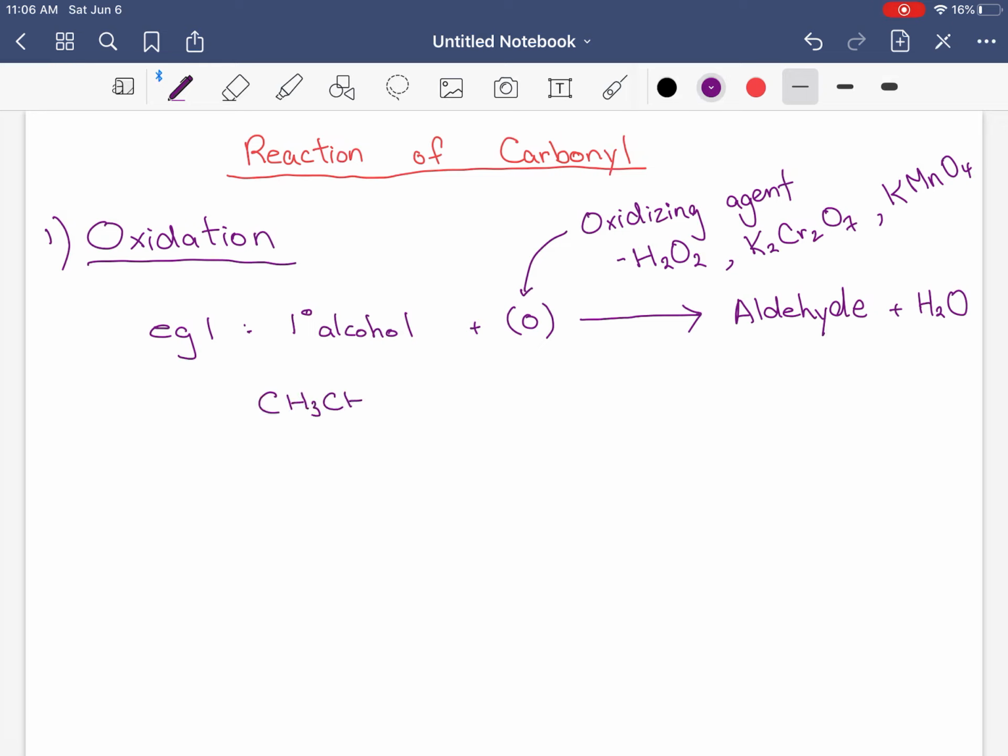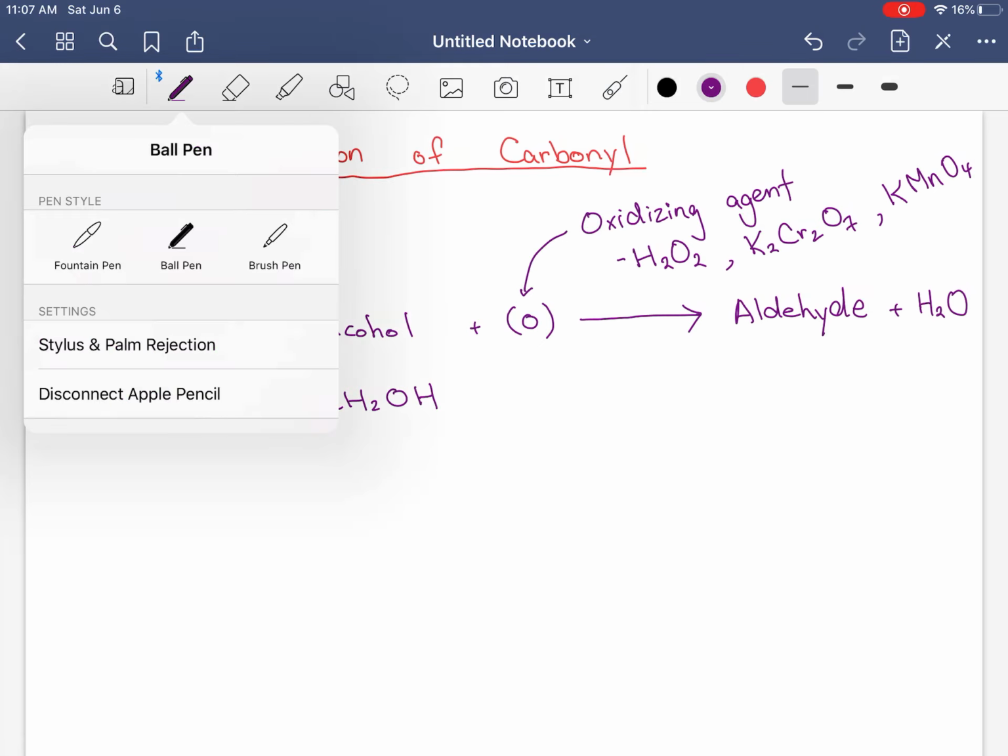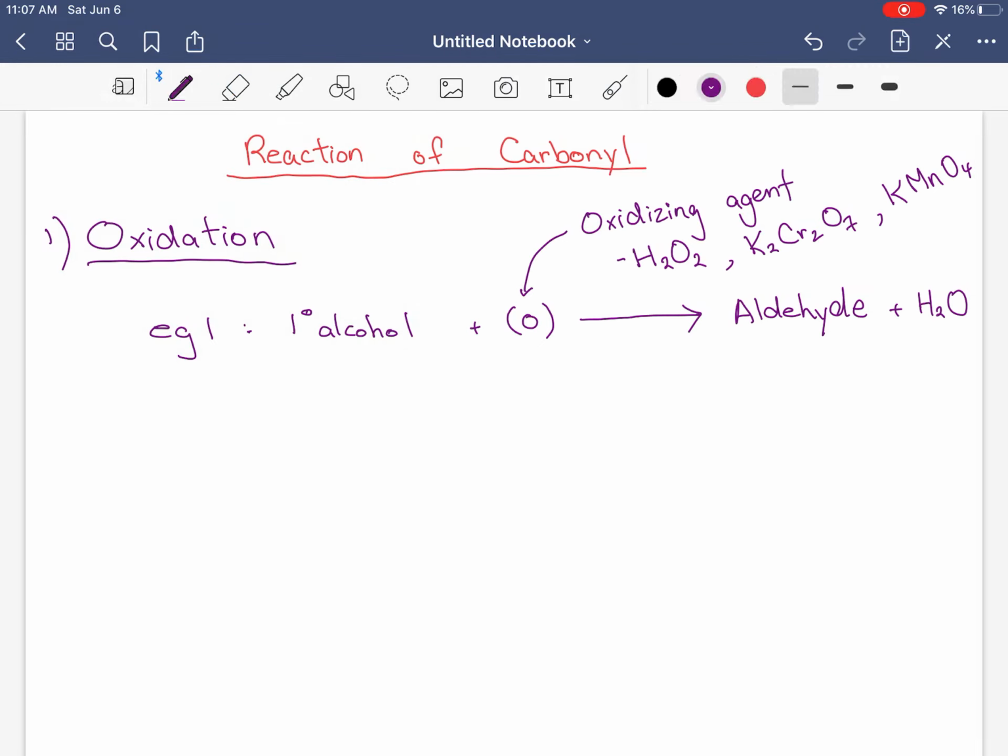Let's take a look at my favorite alcohol of all time, ethanol. So if you were to oxidize ethanol, let me draw this actually. Because other than memorizing these reactions, I want you to understand these reactions. Here it is. Here's ethanol. And here's an oxidizing agent. Ethanol is going to turn into an aldehyde. The question is, how does it turn into an aldehyde?